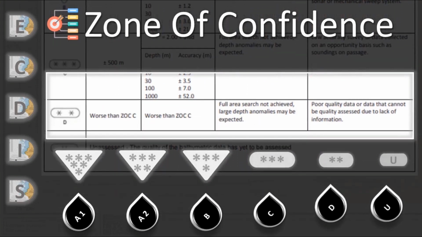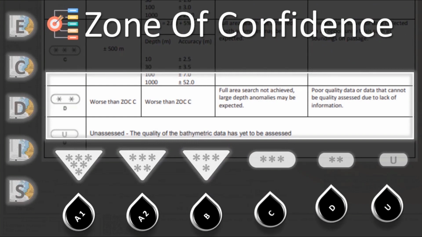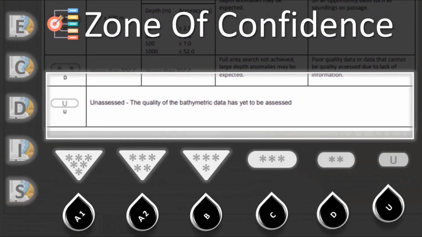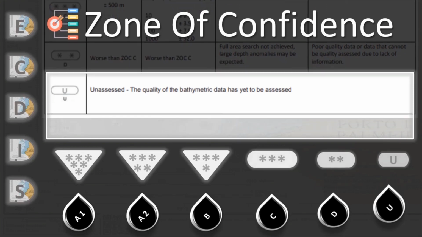ZOC D is an oval with 2 asterisks inside. Depth and position accuracies here are worse than ZOC C. Seafloor coverage: full search not achieved, large depth anomalies expected. Typical survey: poor quality data or data that cannot be quality assessed due to lack of information. Letter U in an oval means unassessed. This is the last ZOC category. The quality of the bathymetric data has yet to be assessed in those areas.